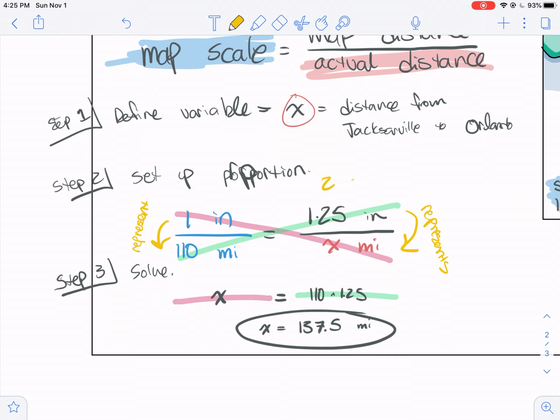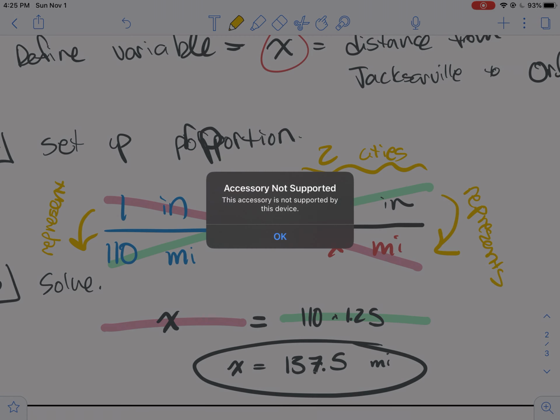So this ratio is between two cities, is a tale of two cities. Just kidding. That book is about London and Paris.